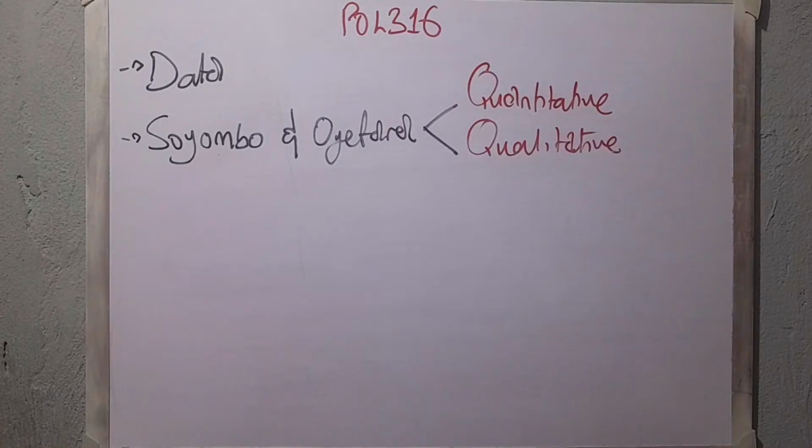Now, for quantitative, we are relating to figures, numerical, mathematical, and statistical proceedings. While for qualitative, it entails the use of direct interaction, summaries, records, reviews, and so on and so forth. Okay. Now let's move straight to experimentation.